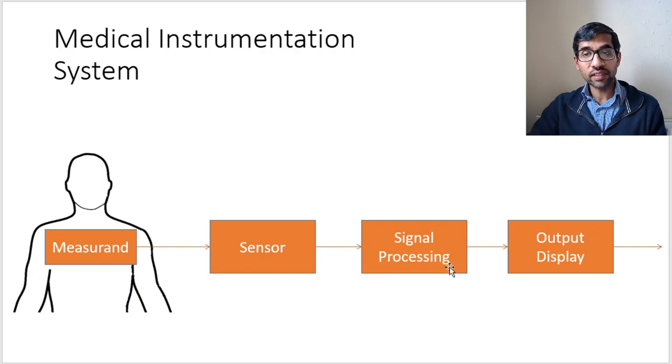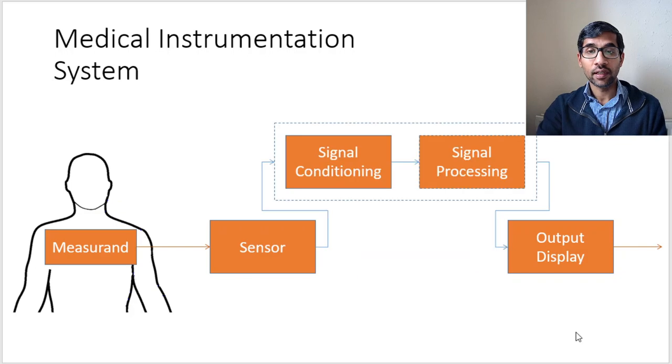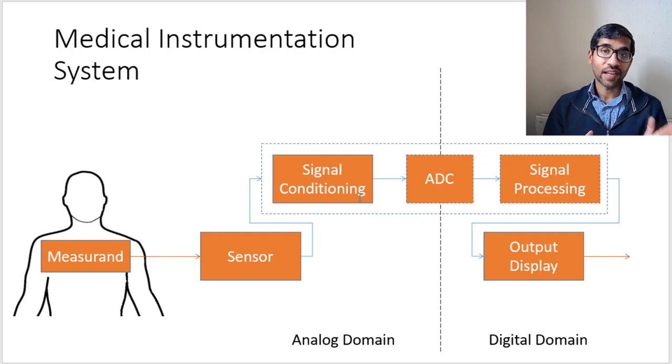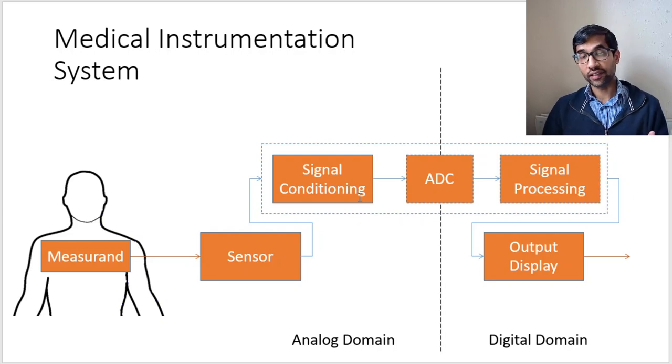Okay, so if the signal processing and the output display are in the digital domain, then we need an analog to digital converter in between the signal processing and the signal conditioning circuits, right? Now, what does the analog to digital converter do? It converts an analog signal into a digital signal.